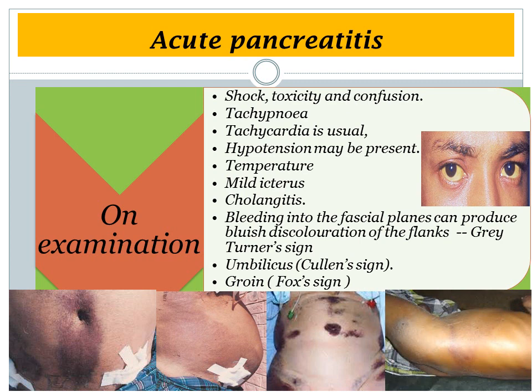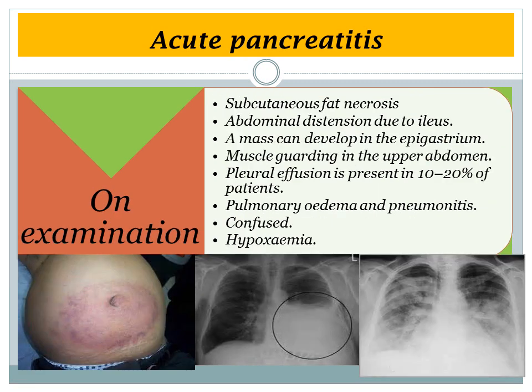On examination, the patient may come with shock, toxicity, and confusion. There may be tachypnea, tachycardia, hypotension, and raised temperature. There may be mild icterus or jaundice, and signs of cholangitis may be there. Bleeding into fascial planes can produce bluish discoloration of the flanks like Grey Turner sign, the umbilicus like Cullen sign, and the groin like Fox's sign. You can see all these three here in the pictures.